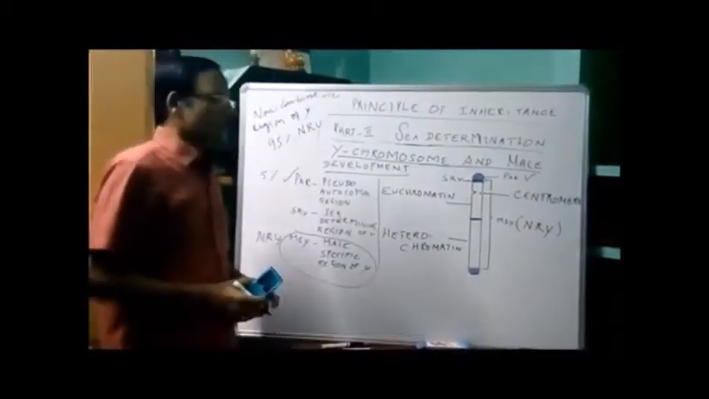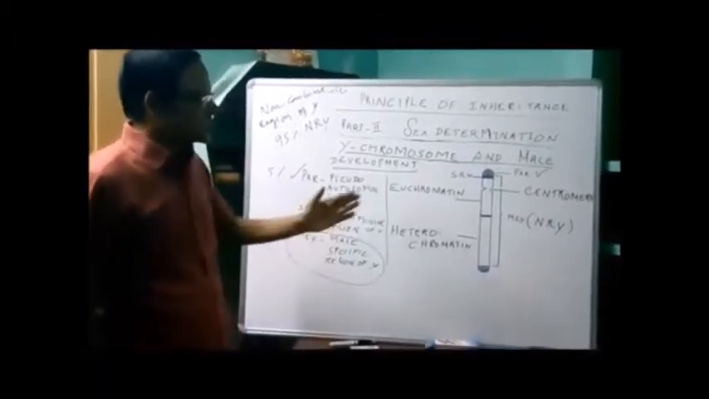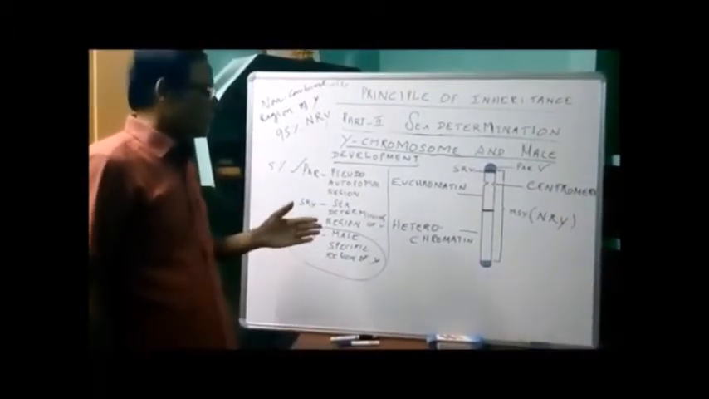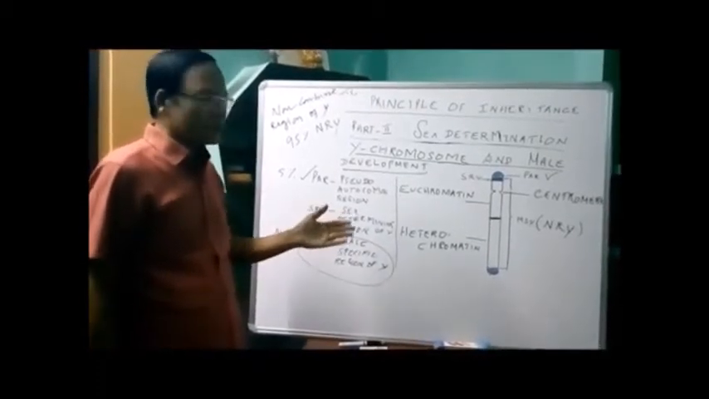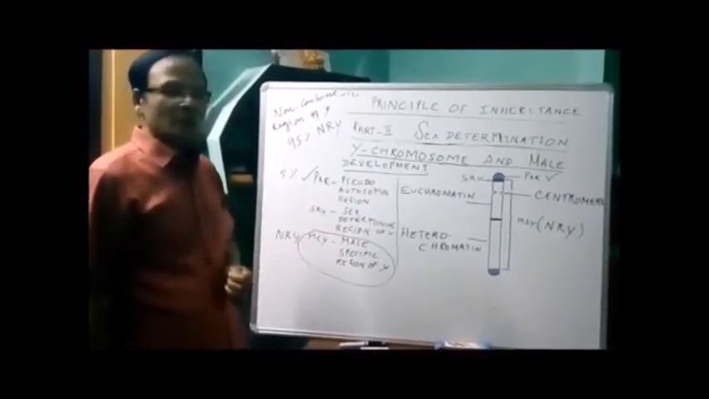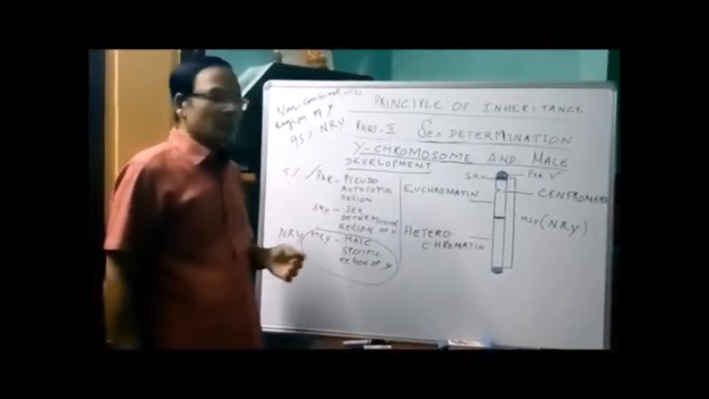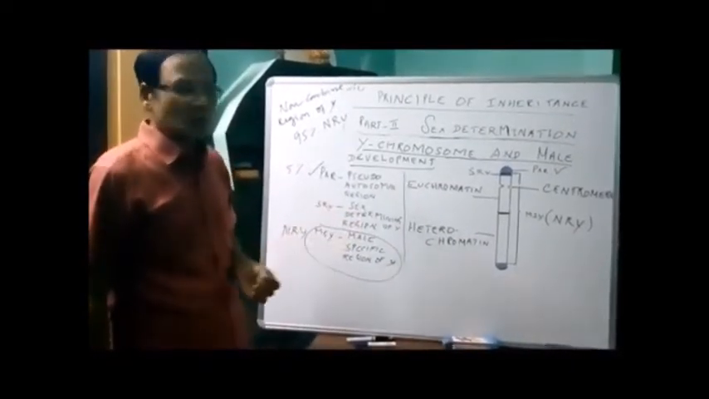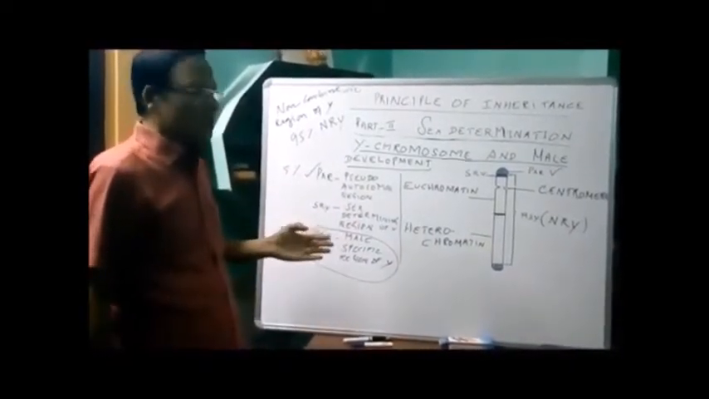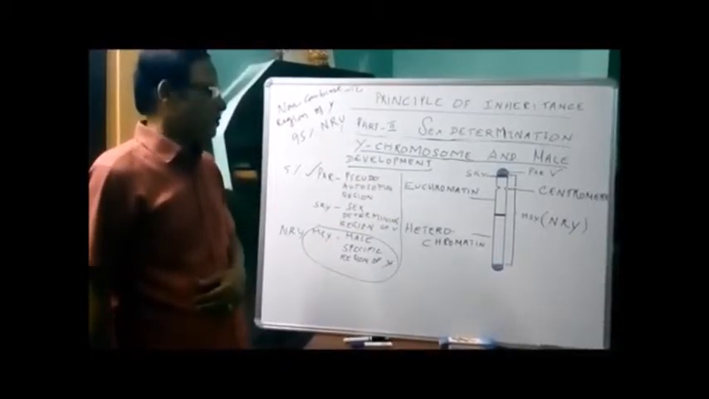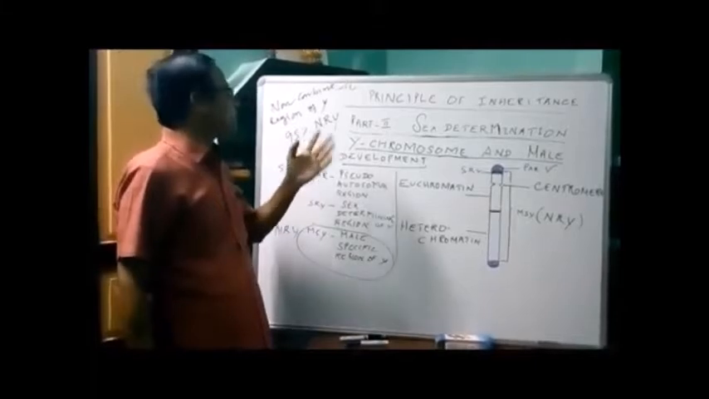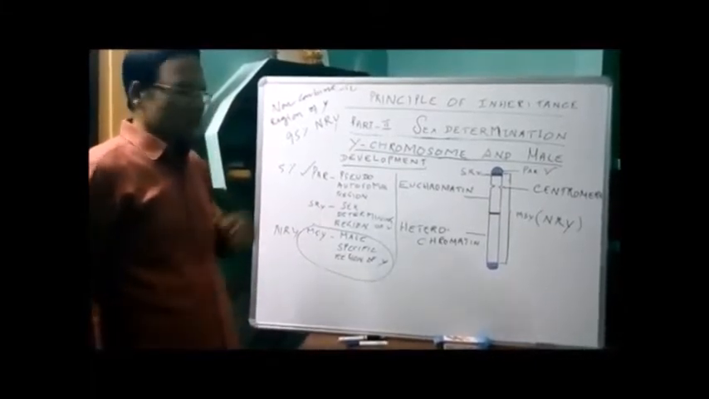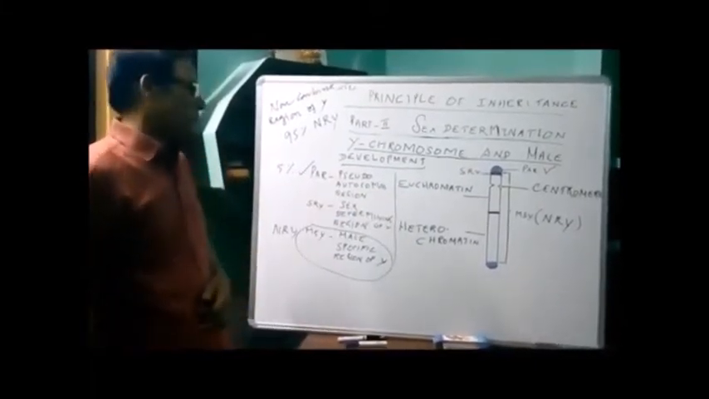That means it is not homologous with the X chromosome. There is no homologous counterpart in the X chromosome, so it does not form a pair with the X chromosome. It does not recombine; it does not undergo crossing over with the X chromosome. That's why it's called the non-combining region of the Y chromosome, NRY.